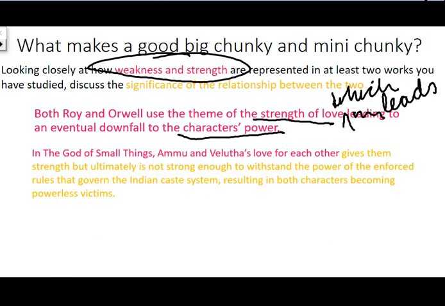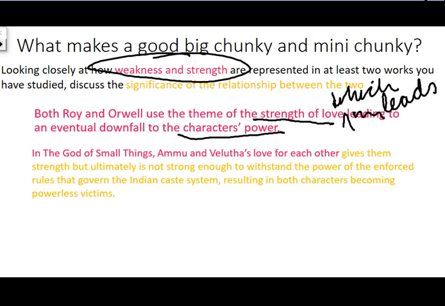So our mini chunkies should give more detail specifically to the text in terms of the big chunky, but also then explore the second part of the question. So my mini chunky for the God of Small Things under this main topic sentence is, in the God of Small Things, Ammu and Velutha's love for each other gives them strength, but ultimately is not strong enough to withstand the power of the enforced rules that govern the Indian caste system, resulting in both characters becoming powerless victims.